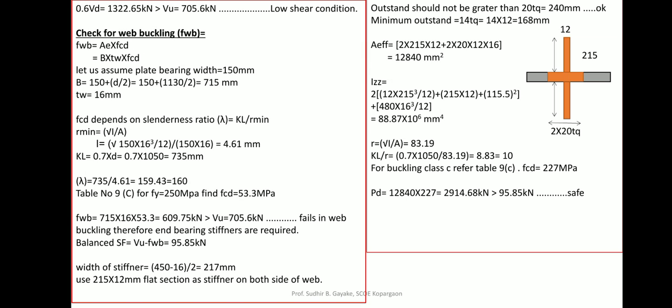Now directly we will go for check for web buckling. So same calculation this we have performed for your beams. So web buckling Fw is area effective into fcd. Area effective is width of bearing into thickness into fcd value. So we'll assume that width of bearing plate is 150 mm, and single dispersion it will be equal to 150 plus d by 2. So 150 plus total depth divided by 2, we are getting 715 mm, and thickness of web is 16 mm.